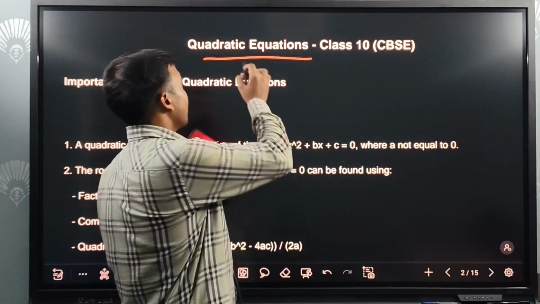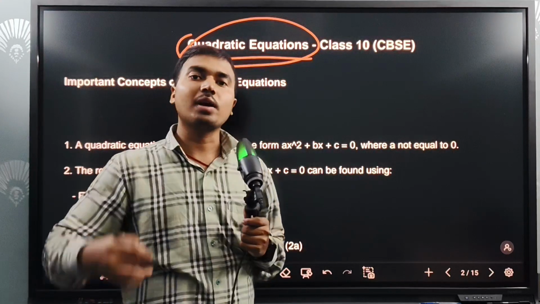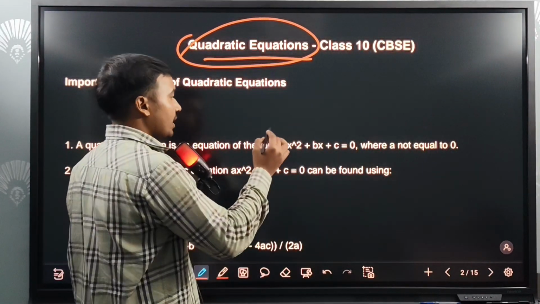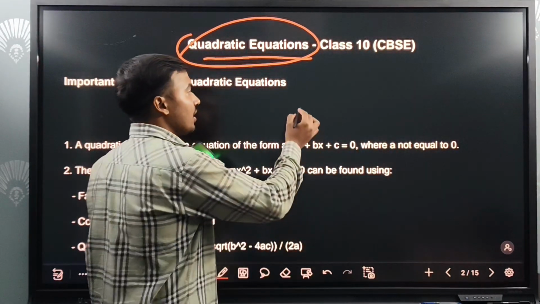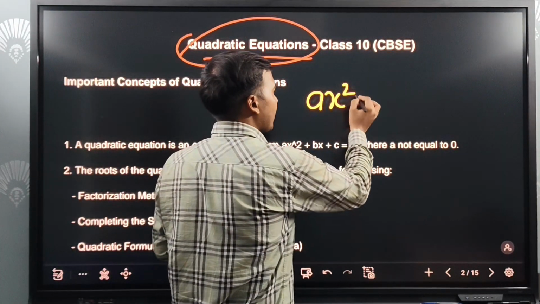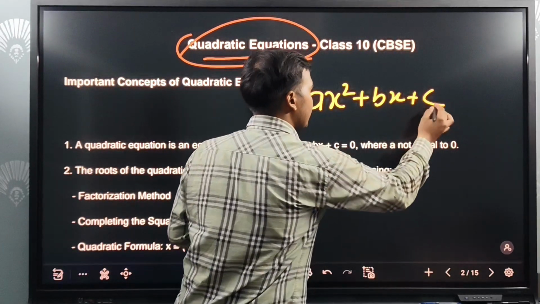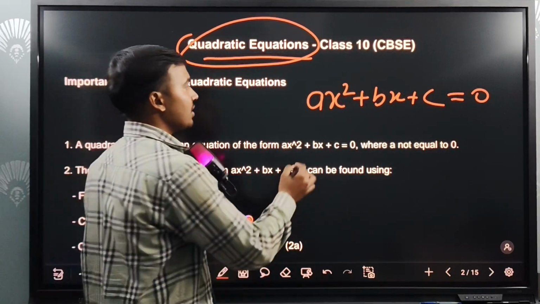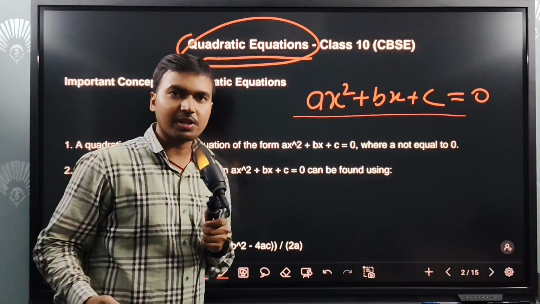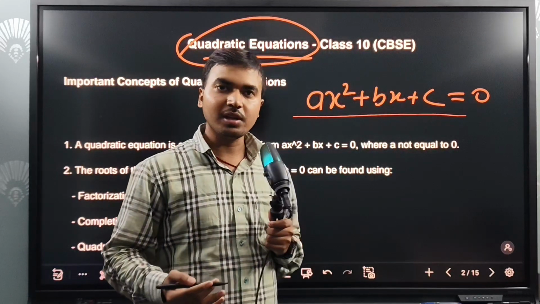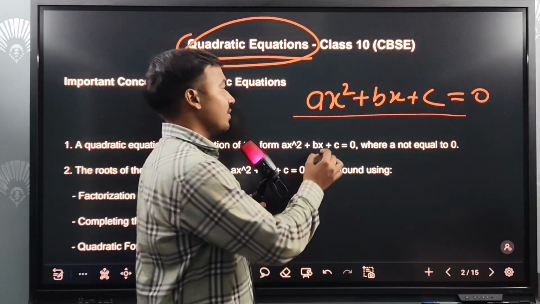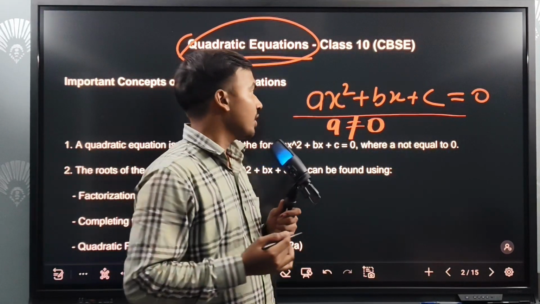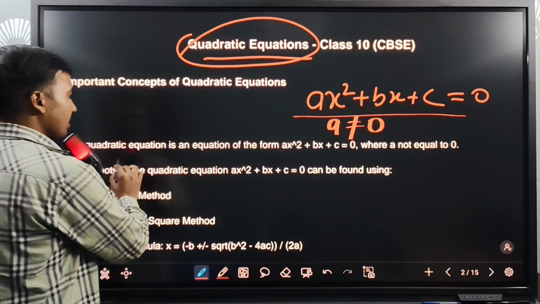So our topic is quadratic equation. What does the word quadratic equation mean? We will first know about its definition. A quadratic equation is an equation of the form ax square plus bx plus c equals 0, which means that any equation of the form ax square plus bx plus c equals 0 is said to be a quadratic equation. And here one condition is given, that a should not be equal to 0. This type of equation is known as a quadratic equation.